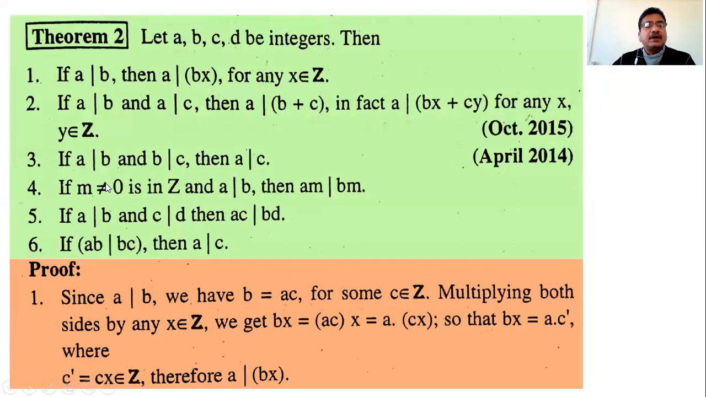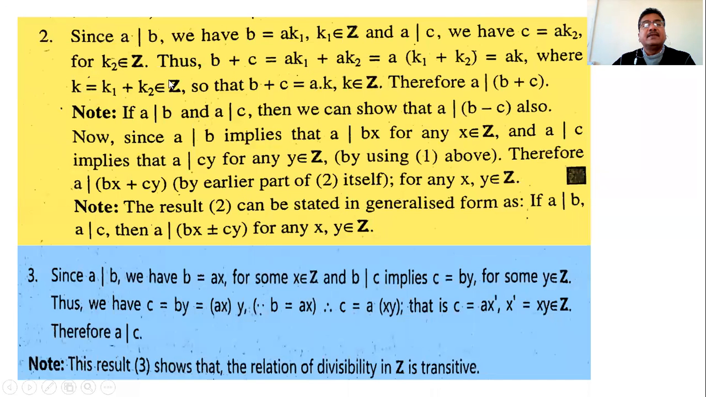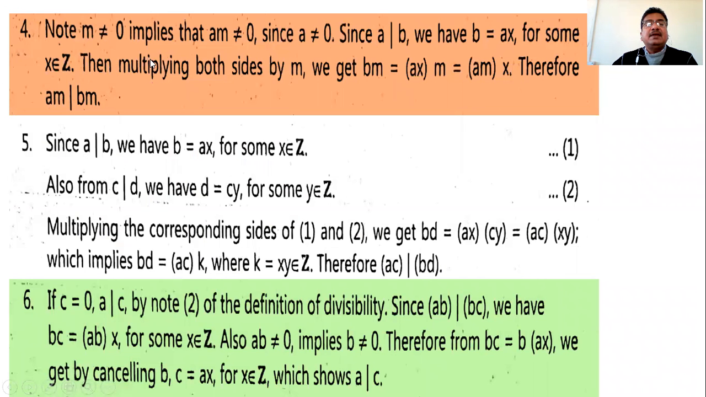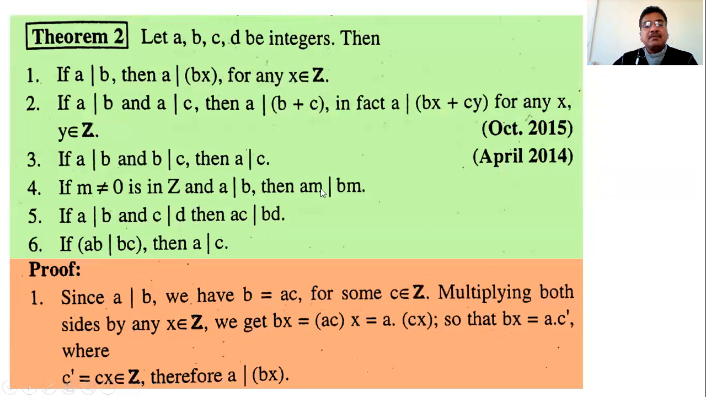Number 4, we have to show am is not equal to 0, and given that a divides b, we have to show am divides bm. So first write the meaning of a divides b. a divides b indicates that b is expressed in the form a into some integer x, for x belongs to Z, and then multiply.